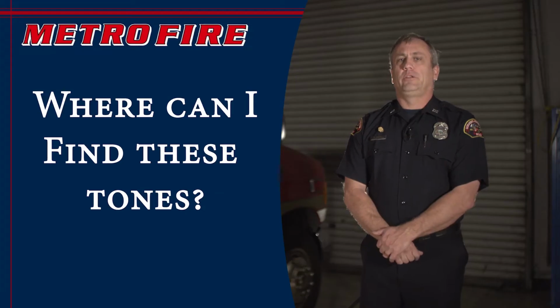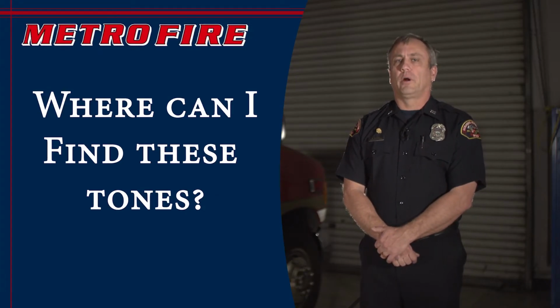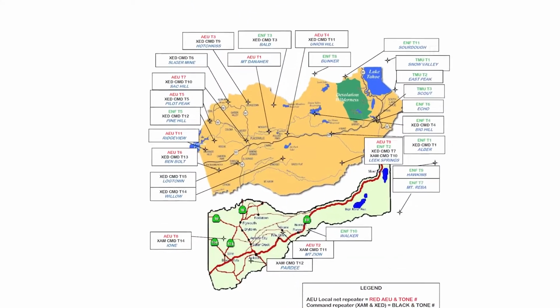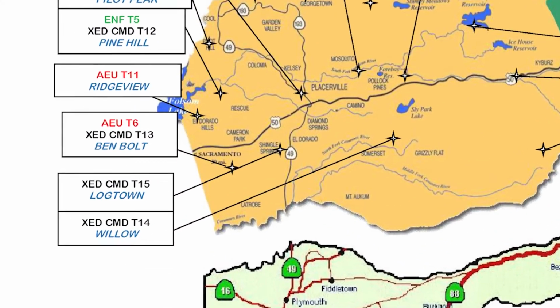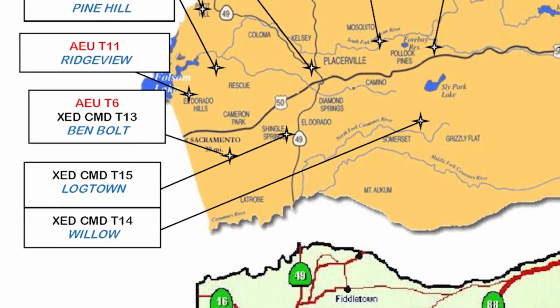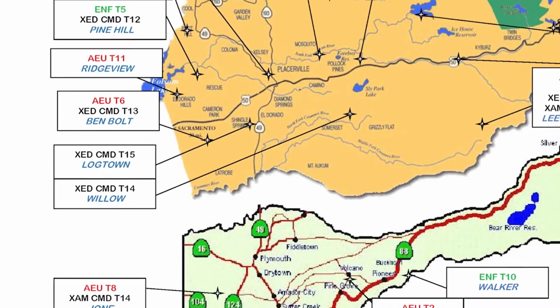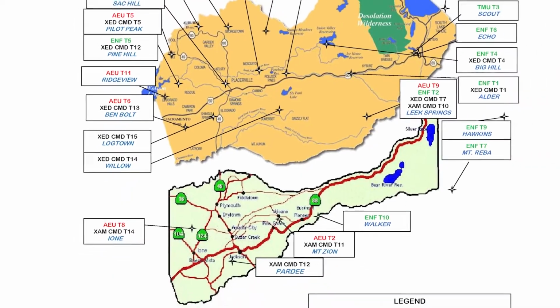You're responding to an incident off of Scott Road and Boys Ranch Road. It's in the SRA, it's in Battalion 14. How do you get to the proper tone for El Dorado Command for that incident? Pull up your tone map, you look on your tone map, the closest tone is going to be Bend Bolt. It's off of Highway 50, south of Highway 50, and it is going to be tone 13.